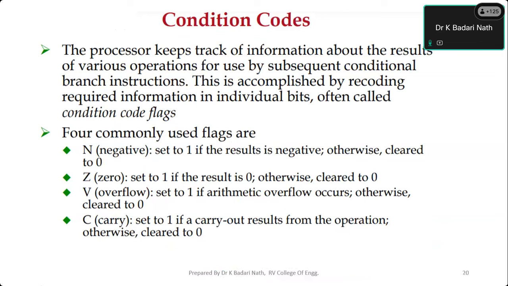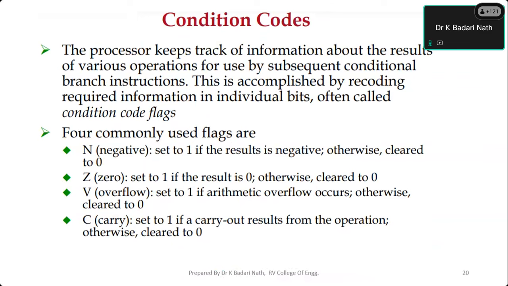Why are these flags important? Because every time you finish one operation, if the next instruction is an if type of construct that I have to implement in assembly language, I should know what happened in the previous operation. Whether the previous answer is zero, whether one number is greater than the other number, or less than the other number, or whether it is a signed number, positive or negative. All these things will be reflected by these four flags, which are part of a processor.